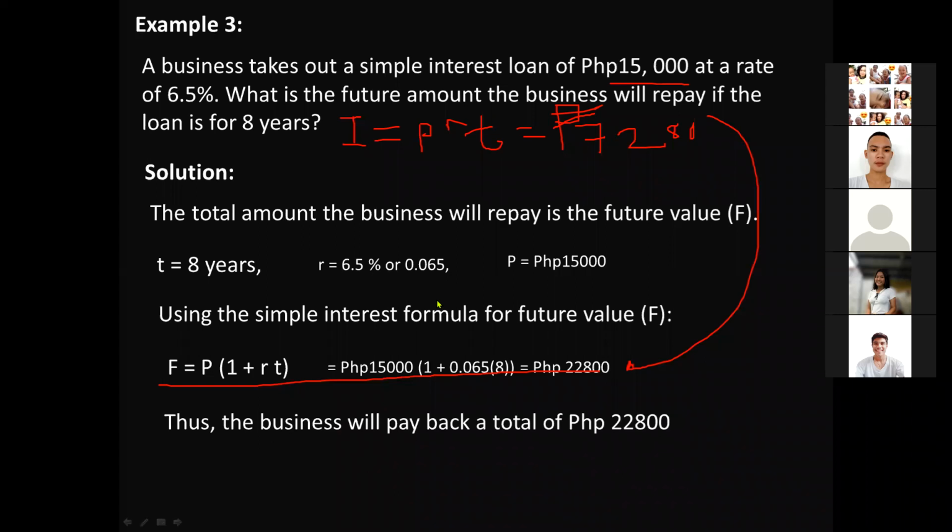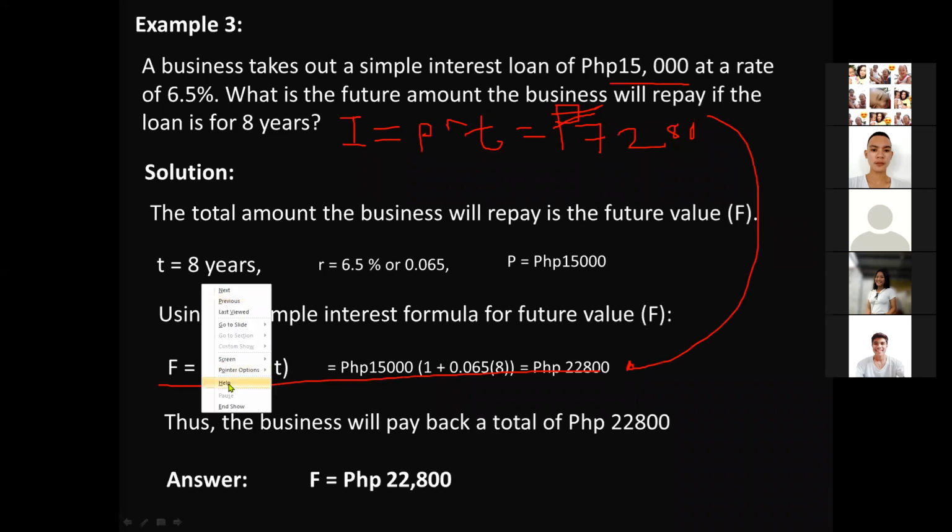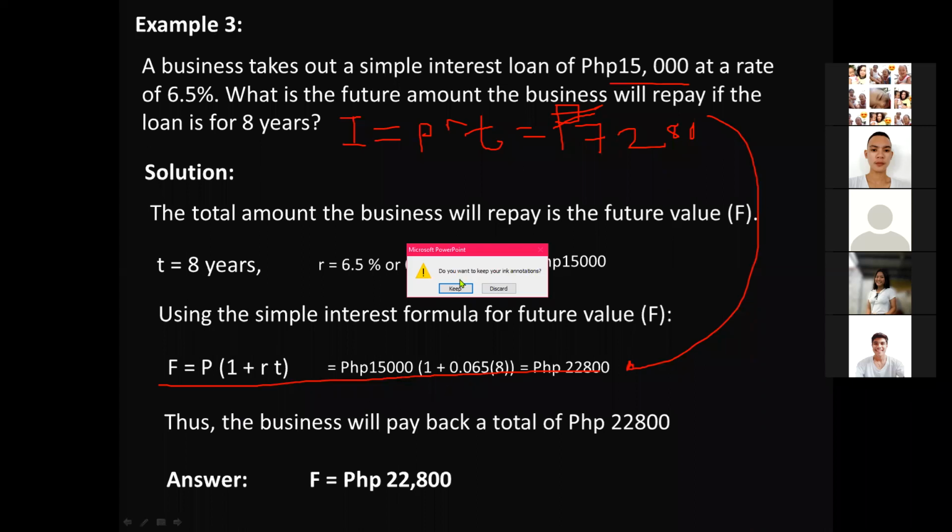Okay. Thus, the business will pay back a total of 22,800 pesos. Difficult ba ang topic natin? Walang kahirap-hirap, di ba? Kung binago ko man yung problem, halimbawa, hanapin mo yung P, ibibigay ko naman sa calculator, kaya laruin natin yung problem na yan. Pakita ko sa inyo. Kunwari lang, i-show ko lang, no? And show ko siya.